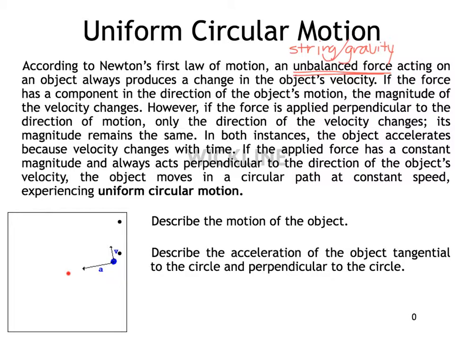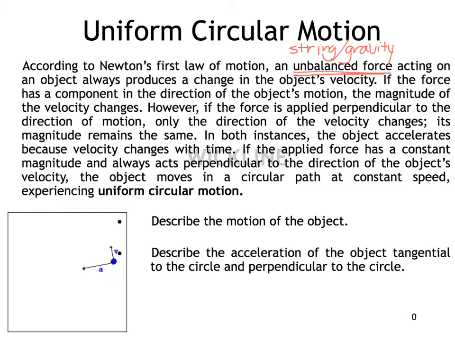rather than, I guess what I'm saying is the force can't be going this way at all. There can't be any component of the force that's pushing it that way. It can be moving in this direction, but there can't be a force pushing it in this direction. All of the force, like the string or the gravity, all of the force needs to be towards the center. But if that's true, then you will get a change in the velocity because you're changing direction, but you won't get a change in the magnitude of the velocity. So in other words, it won't speed up or slow down.